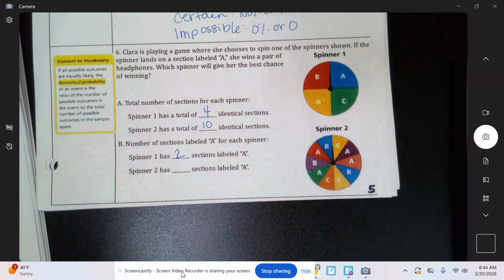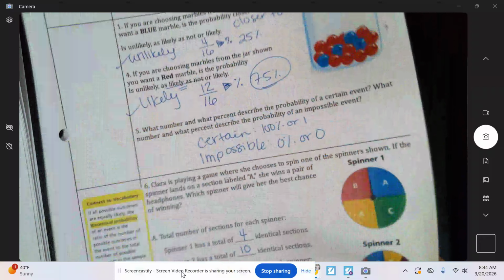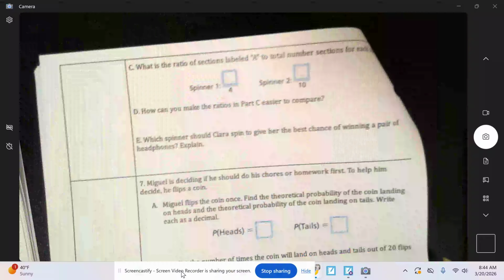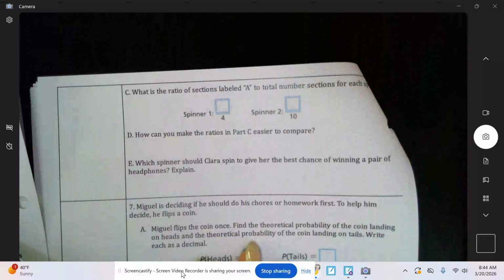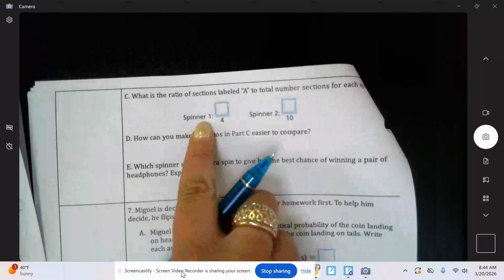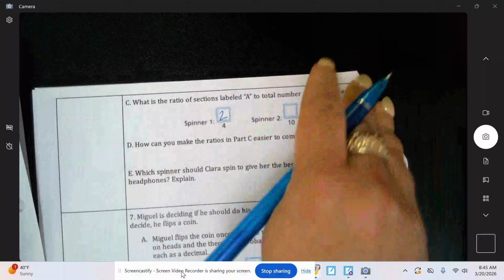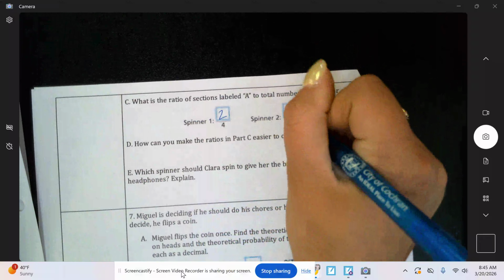Alright, spinner 2, how many sections are there for A? That's a better case. Alright, what is the ratio of sections labeled A to the total number of sections? So for spinner 1, there's 2 out of 4. For spinner 2, there was 4 out of 10.